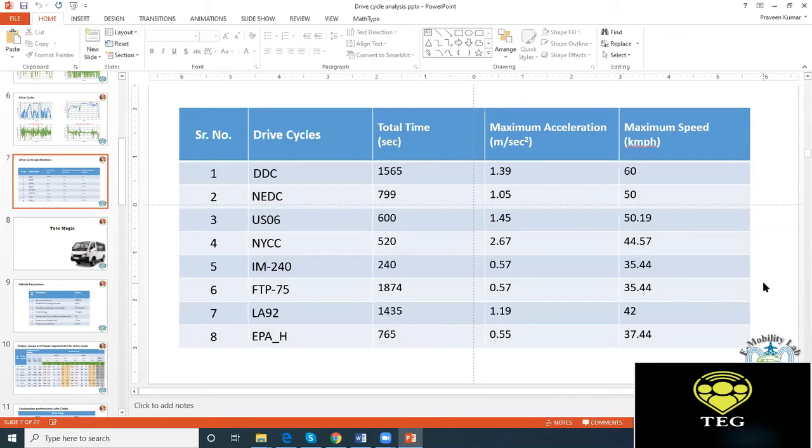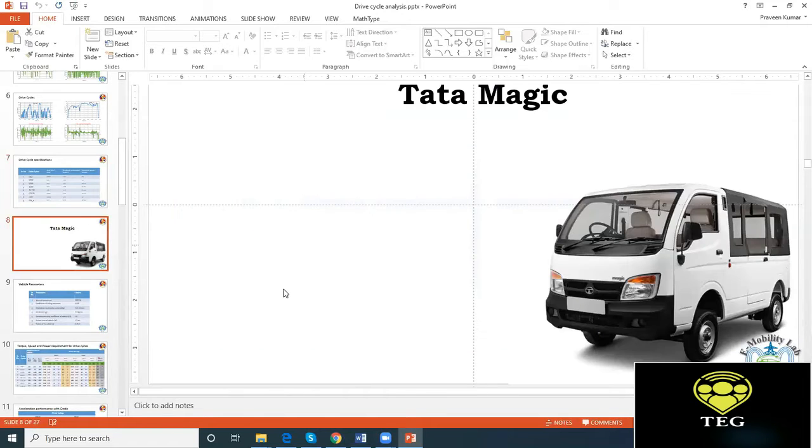So what we are going to do today is apply the drive cycle to the design of an EV. In the first example, we took a platform, the Tata Magic platform. This is a very popular vehicle and it's used for transportation of people, as well as there are modified versions which can be used as a goods carrier. So a very popular vehicle which people like to have.